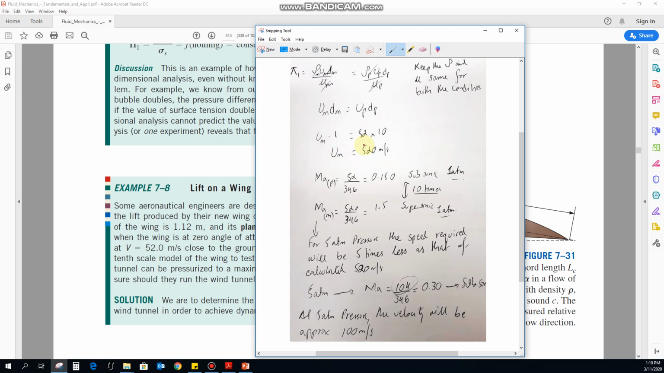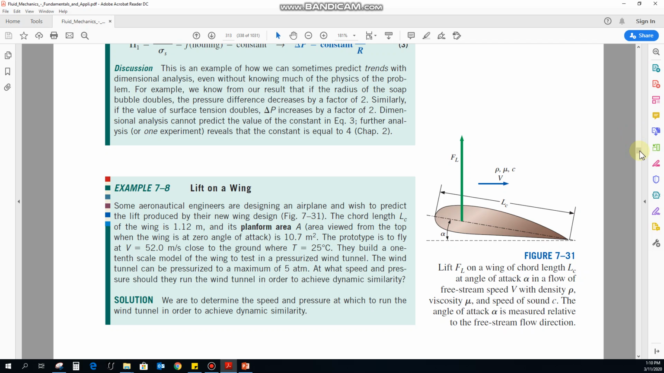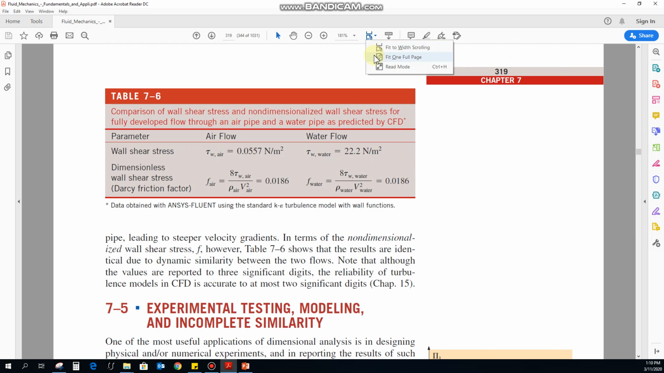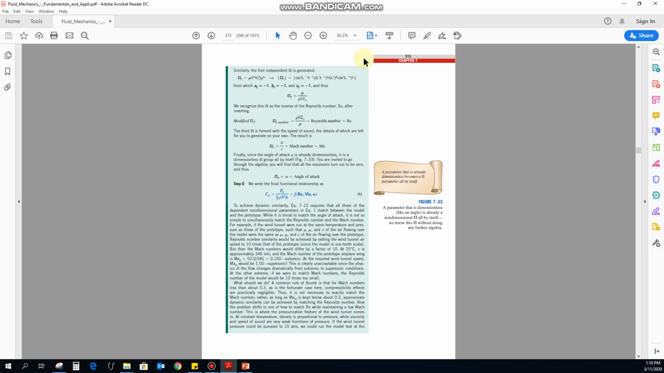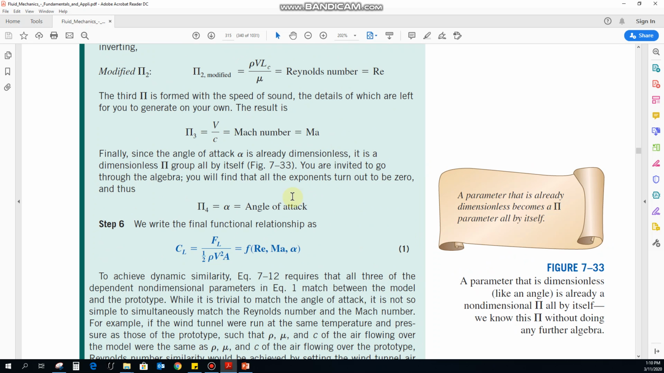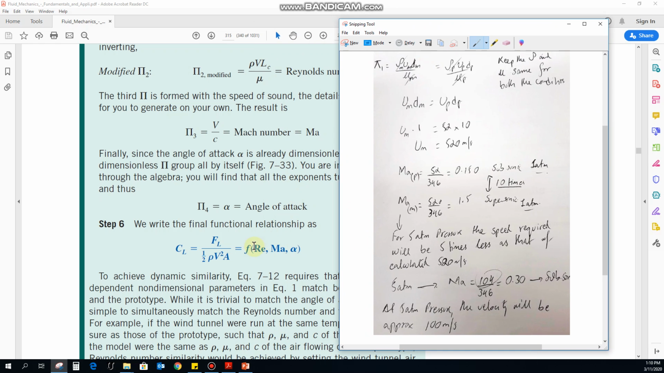So from here, by rearranging this equation, we have found that the velocity of the model should be equal to 520 meter per second, which is 10 times higher than the prototype. So to get the similarity between the model and the prototype, we have to run the model with a speed of 520 meter per second. Now there is another relationship we can have from this equation. Here we can rely on the Reynolds number to get the similarity between the model and the prototype.